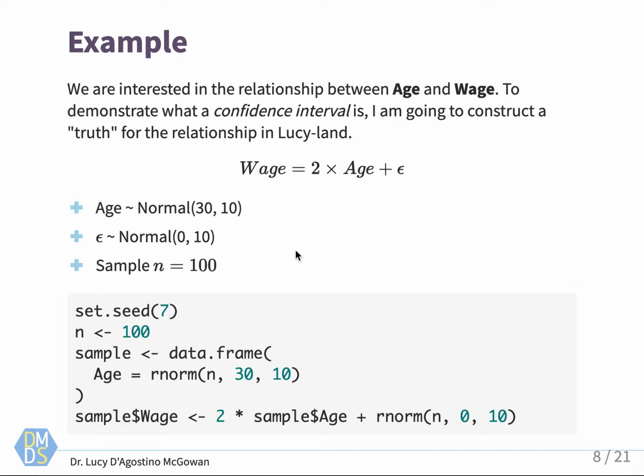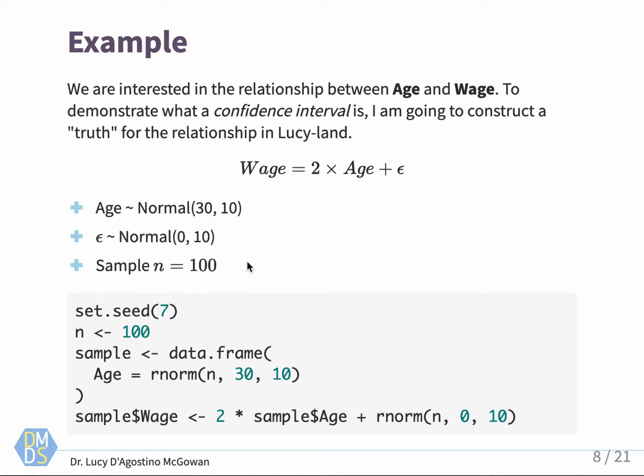Okay, so I'm assuming that in my true Lucy land, age is normally distributed with a mean of 30 and a standard deviation of 10. And my error term here is also normally distributed with a mean of 0 and a standard deviation of 10. And I'm going to sample 100 people from this true distribution. So this is the truth. These are some characteristics of the true population here, and I'm using this to be able to sample from this true distribution.